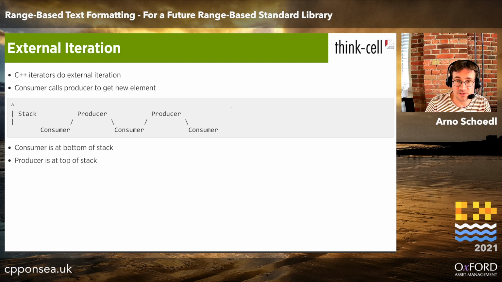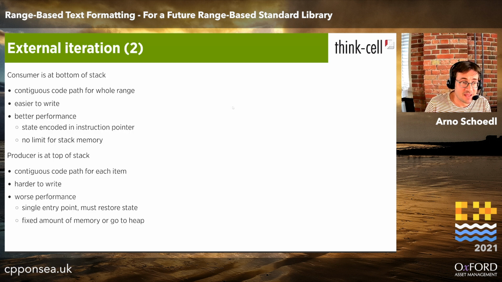You're calling into the producer, and you're essentially calling into another call frame, another stack frame, and there you're producing an element, and you're leaving the stack frame again. So the producer is at the top of the stack. Now, being at the top of the stack or the bottom of the stack has consequences.